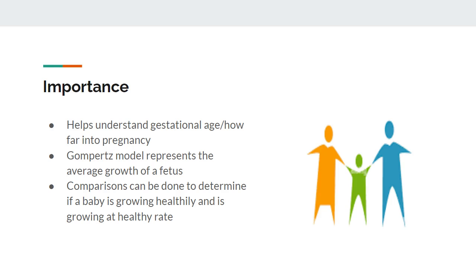It is not the end of the world if a baby does not fit perfectly in the Gompertz model, because the Gompertz model is not a perfect example of growth because it represents an average and not every single baby in the world or every single fetus in the world. But the model can still help represent the average of a fetus growth. And by comparing the average fetus growth to the CRL recorded during scans, you can then determine if the baby is growing healthily and if the baby growth rate is also as healthy.